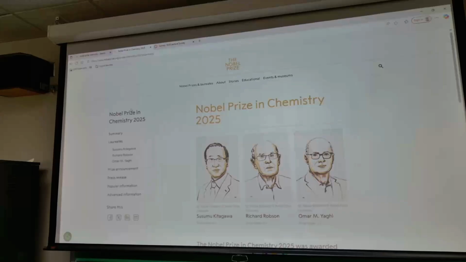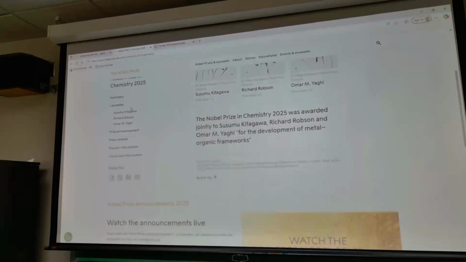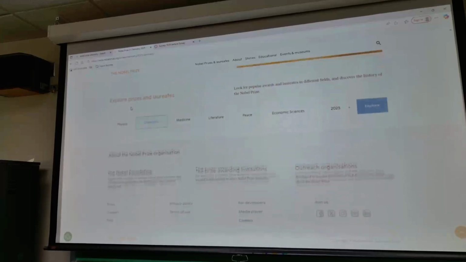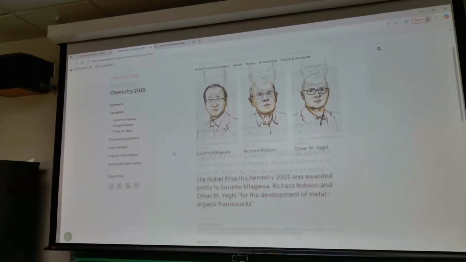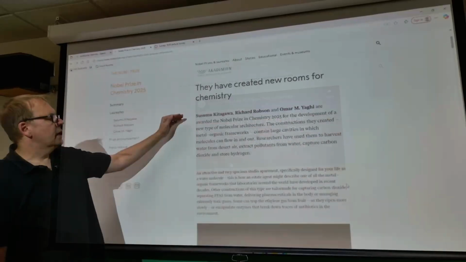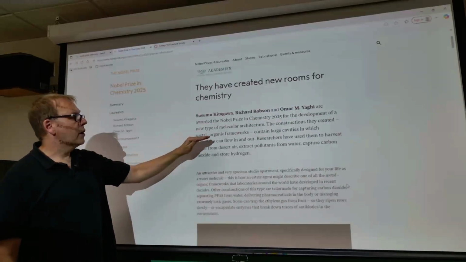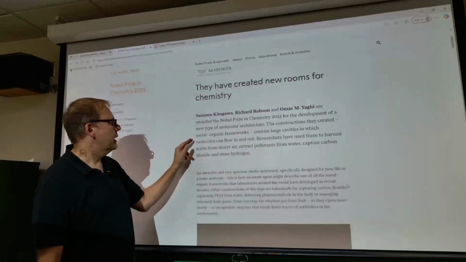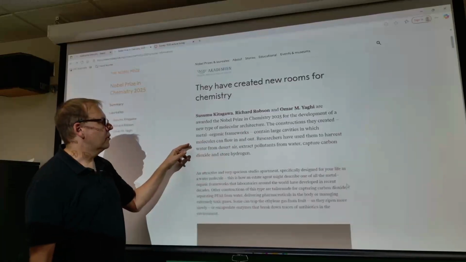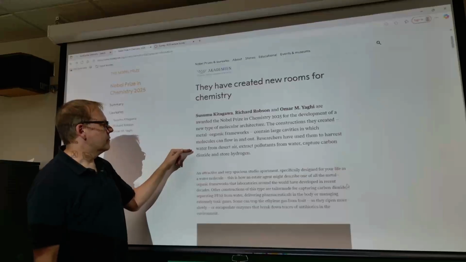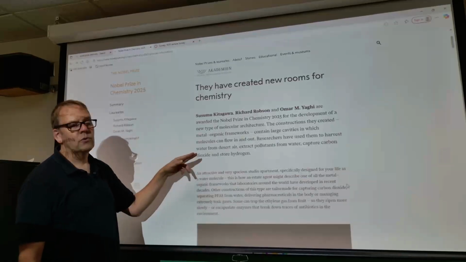So let me scroll down so you can see what that's all about. Development of metal organic framework. So what's a metal organic framework anyway? Let's take a look and read about this prize announcement. These individuals are awarded the Nobel Prize in Chemistry for the development of a new type of molecular architecture. The constructions they created, metal organic frameworks, contain large cavities in which molecules can flow in and out. Researchers have used them to harvest water from desert air, extract pollutants from water, capture carbon dioxide, and store hydrogen.